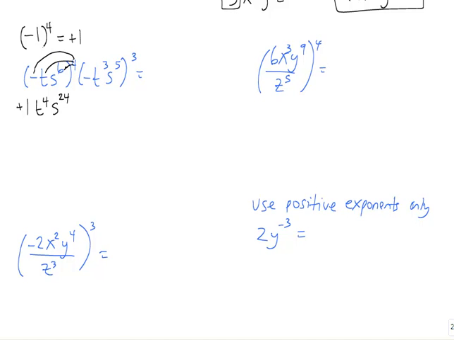So that's my first set of parentheses. On the second set, I'm going to do the same thing. Raise the negative to the cube, t cubed to the 3rd power, and s to the 5th to the 3rd power. So negative 1 cubed is an odd number of negatives, so that's going to stay a negative.